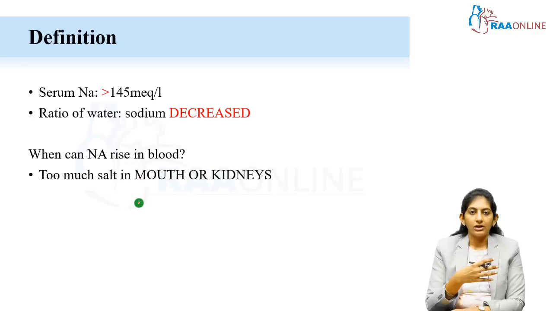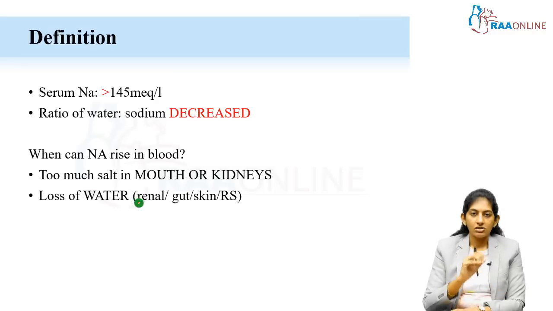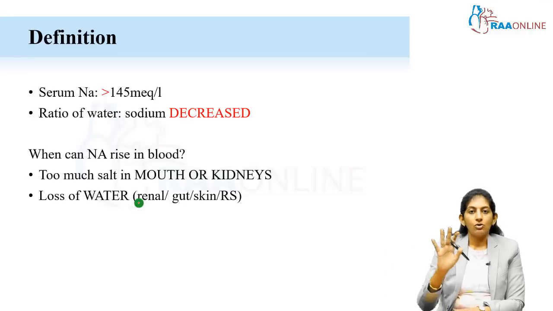Too much salt, when it is going through the mouth or it is coming through the kidney, like your aldosterone is acting on the distal tubules, it will increase the sodium reabsorption very much. That is one. Next, loss of water. Water is getting excreted out. What will happen? Sodium will be retained. Whenever free water alone is getting excreted, sodium will increase.